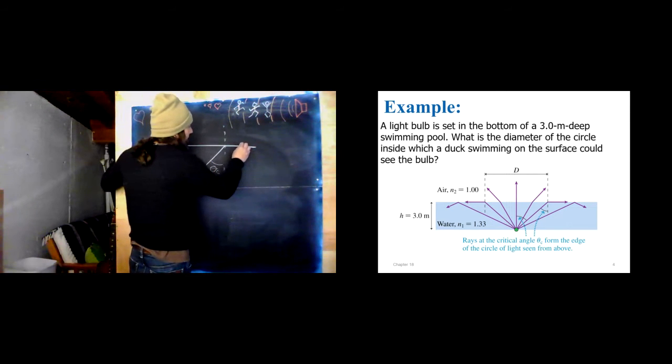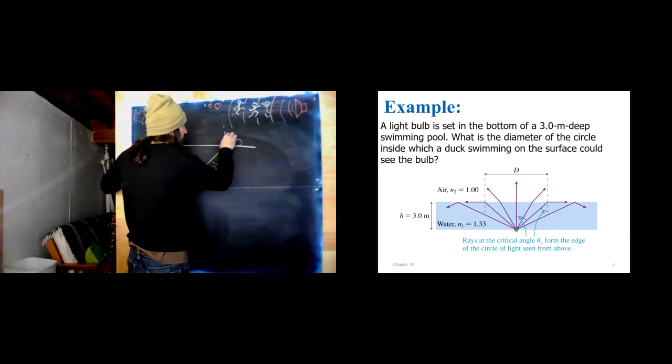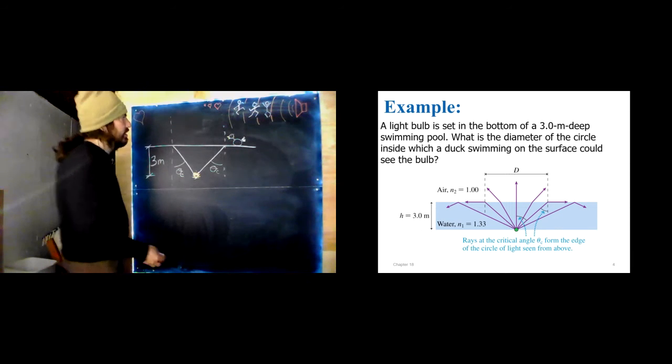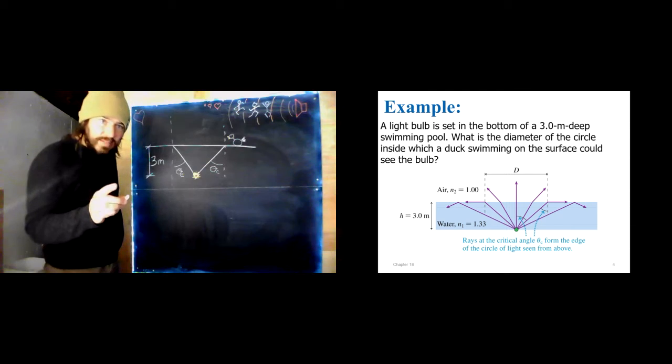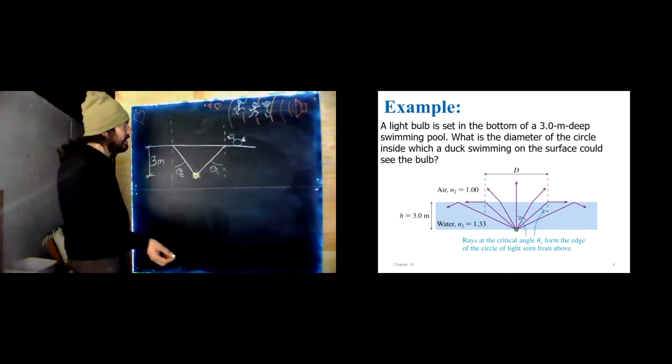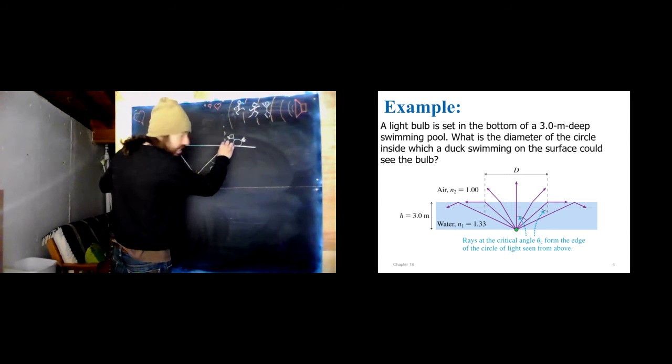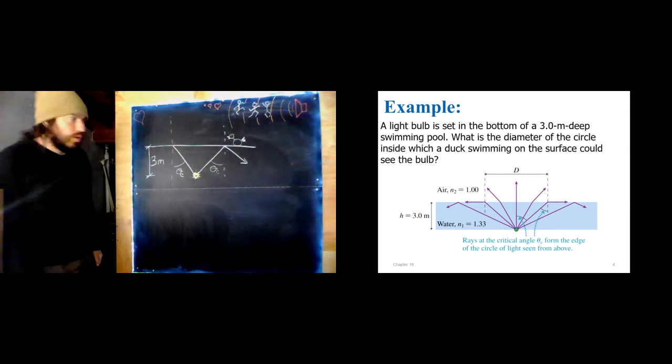And so notice that if my duck is sitting right here, he cannot see the light bulb. Why can he not see the light bulb? Because any light that might be headed to his eyeball hits the surface and is reflected. Because of total internal reflection, it's reflected away.